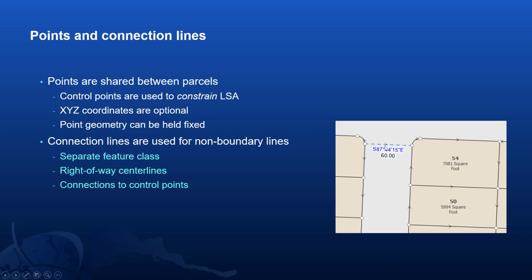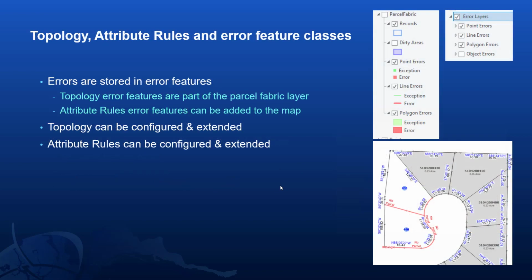Connection lines, like you can see here, can also be modeled as you see fit. We show one type, but if you want, you can have different types of so-called connection lines. Any line that doesn't create a new boundary. Those could be tie lines, they could be road center lines, and so on. And of course, if you run the least squares adjustment, they will be taken into account as part of your survey network. So they add connectivity to your network.